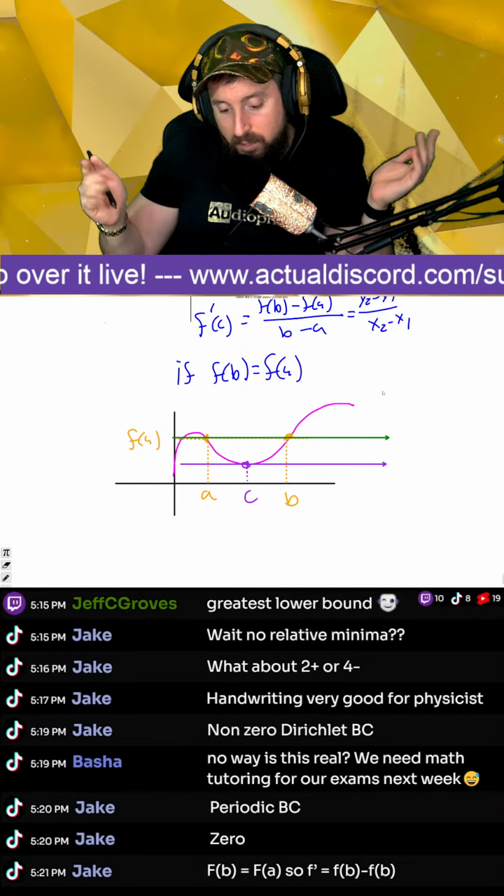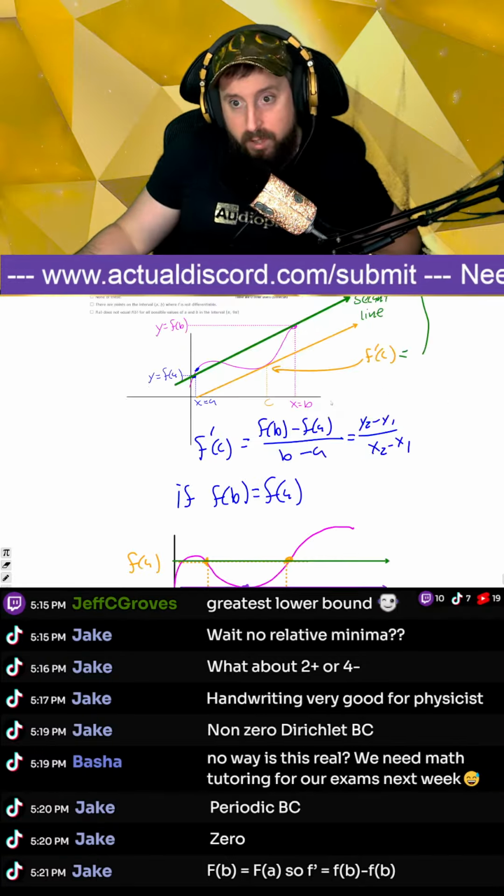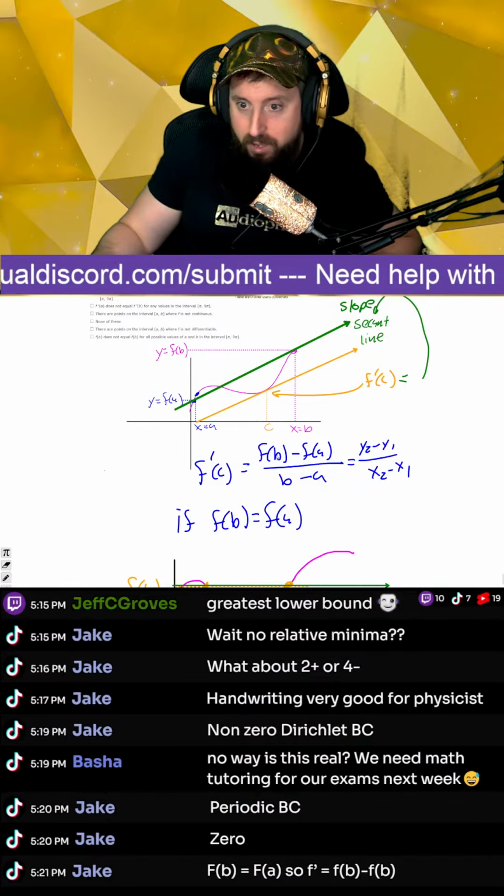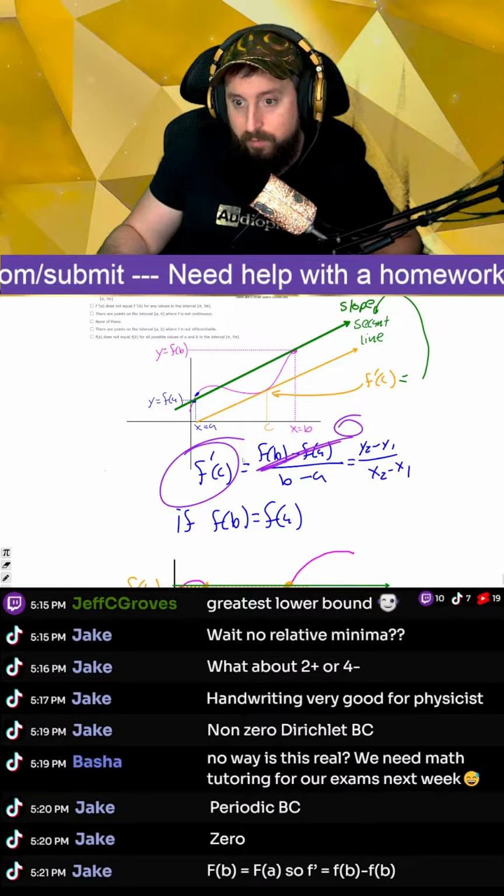That makes sense. Yeah. So if f of b equals f of a, this goes away. This is 0, and so the derivative has to equal 0 somewhere.